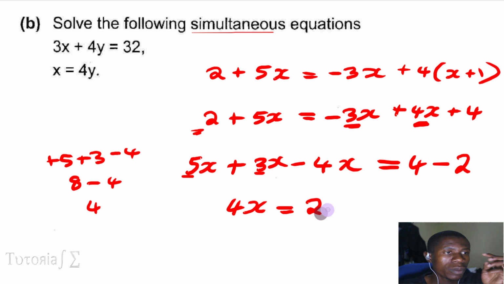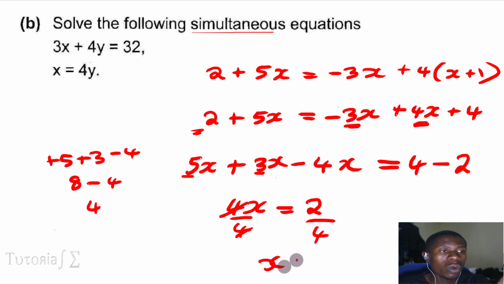Okay, then from here you make x the subject. We want x to be alone here, so we divide both sides by 4. We say over 4 here, and over 4 there, so that we can cancel this and that. So x would be equal to 2 divided by 4, that is 0 point, we put a 0 there, 4 into 20 is 5. So that is the answer for x: 0.5.